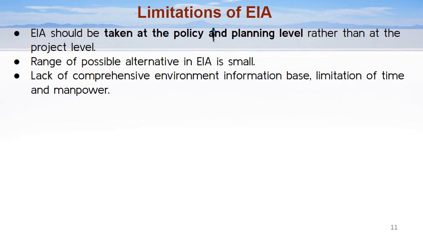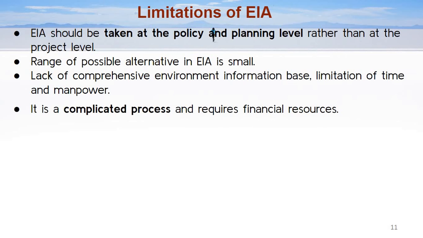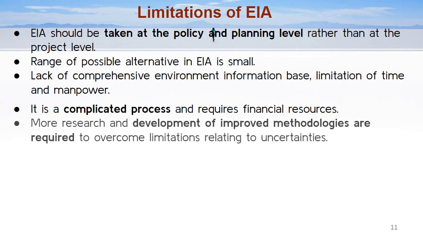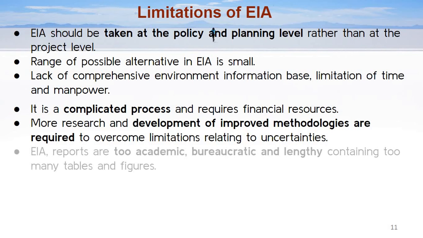There are a lot of limitations of EIA. It should be taken at the policy and planning level rather than at the project level. The range of possible alternatives in EIA is small. Lack of comprehensive environment information base, limitation of time and manpower. It's a very complicated process. More R&D of improved methodologies is required to overcome limitations relating to uncertainties.